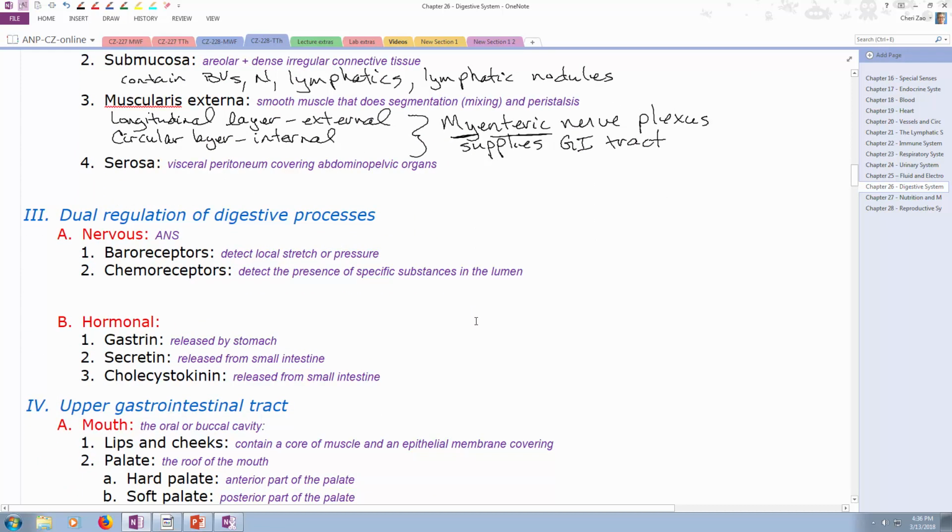Serosa, visceral peritoneum covering intra-abdominal pelvic organs. So that's important to realize. It has to be within the abdominal pelvic cavity. There is an exception, and this exception is kind of obvious because it's actually not in the abdominal pelvic cavity. That's our esophagus. That one is covered with adventitia.